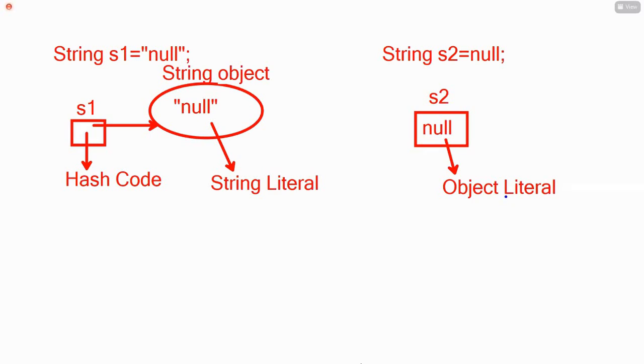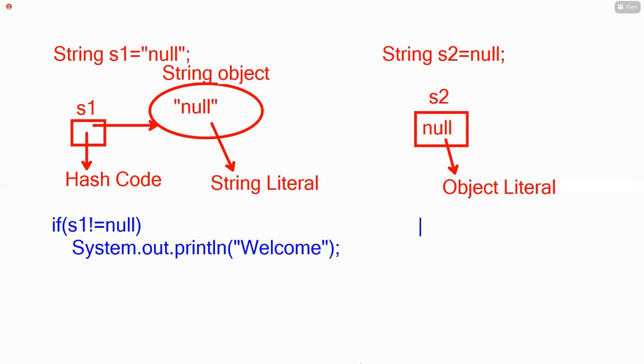When the object is not there, the object literal is stored. In the place of the hash code, the object literal is stored. Okay, now here, if I write, what will happen? Give me the answer. If S1 not equal to null, System.out.println welcome. Here I'll write the same code. If S2 not equal to null, System.out.println welcome.